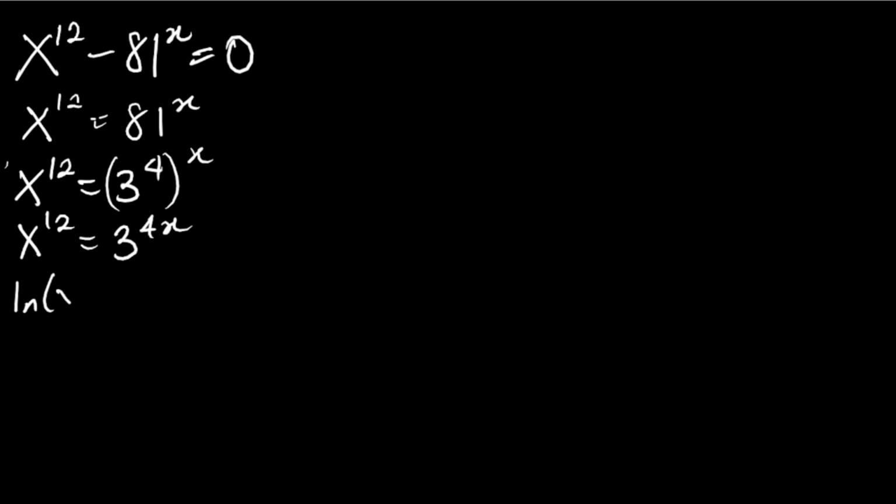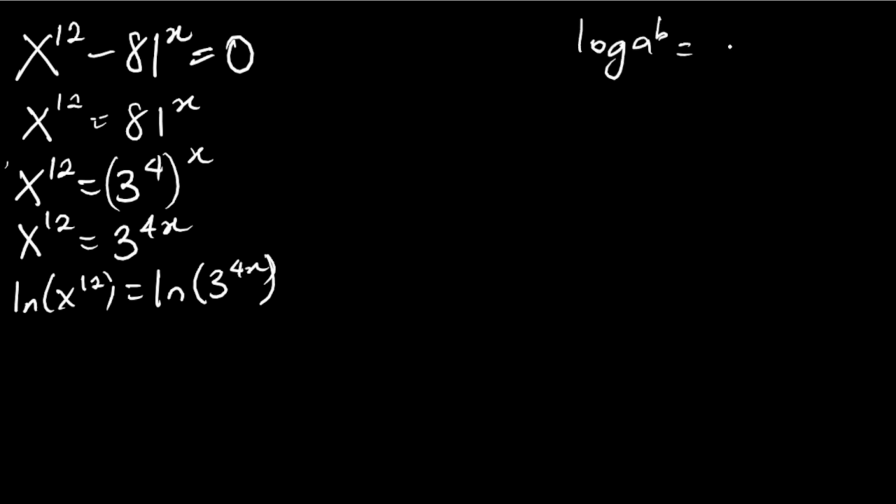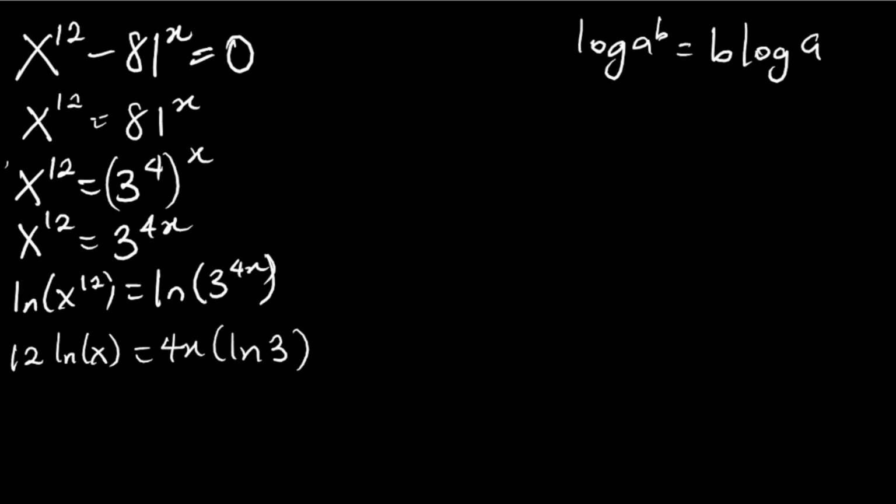That is, we have ln of x raised to the power of 12 equal to ln of 3 raised to the power of 4x. Now, the rule of log is log a^b equals b log a. So since we have something like this, this will be 12 ln x, and this side will be 4x ln 3.